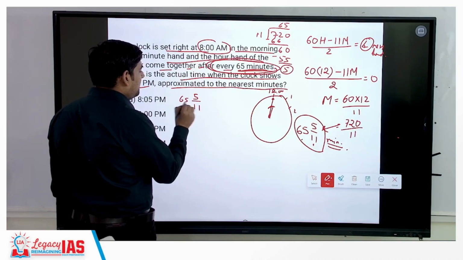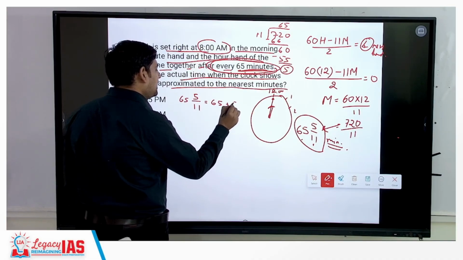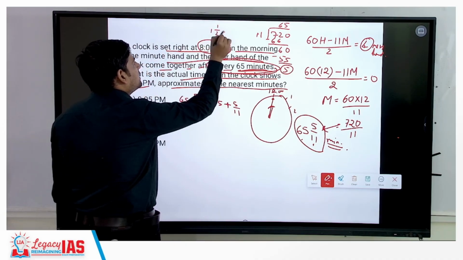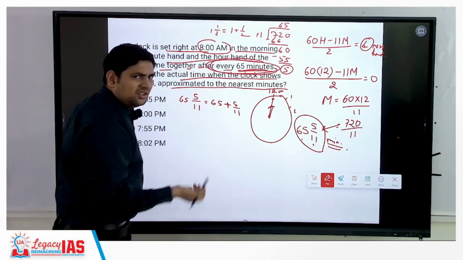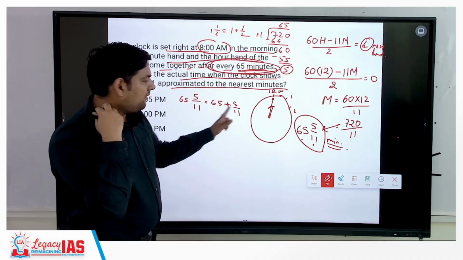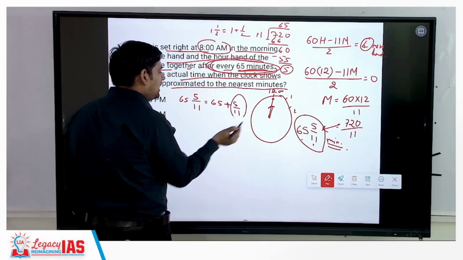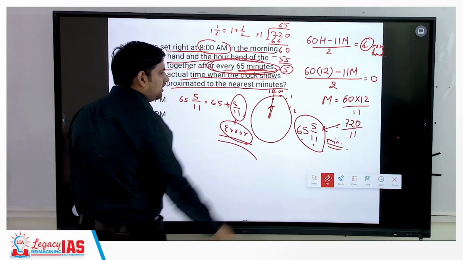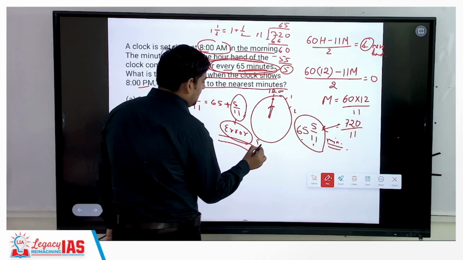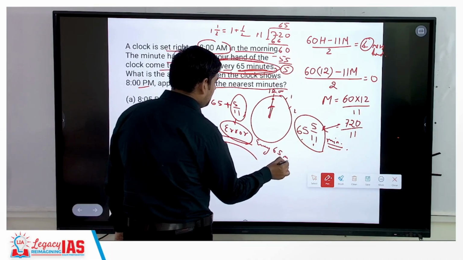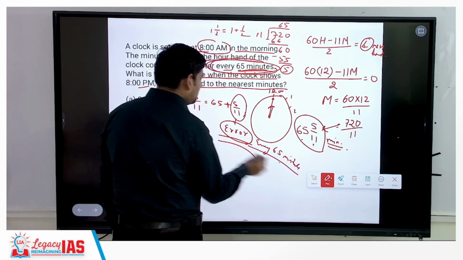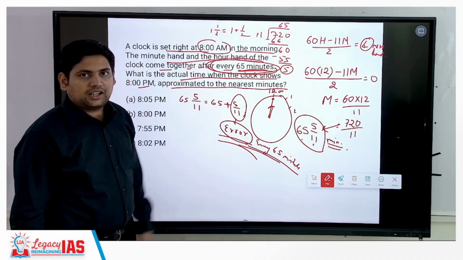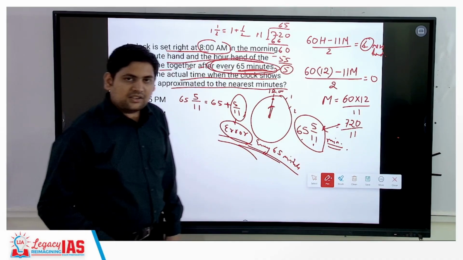See, 65 5 by 11 can be written as 65 plus 5 by 11. Correct? 1 and half is written as 1 plus 1 by 2. Correct? This is 1 and half. Now, so 65 plus 5 by 11. Now this 5 by 11 is the error. This is the error every 65 minutes. Every 65 minutes, this is the error that this clock is gaining. Now, the error is in which direction?